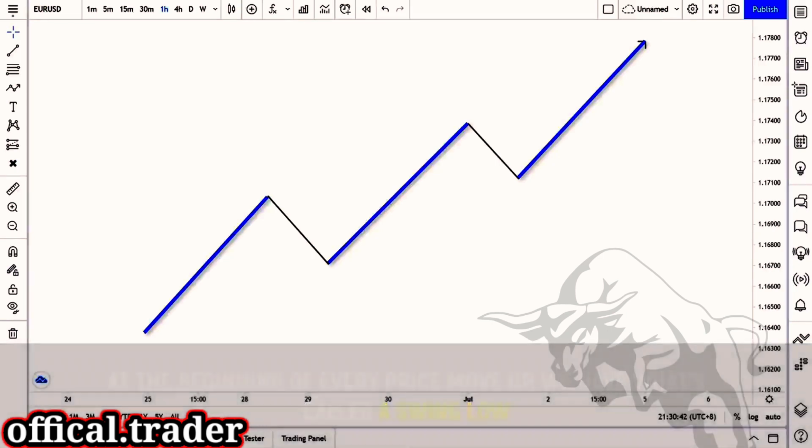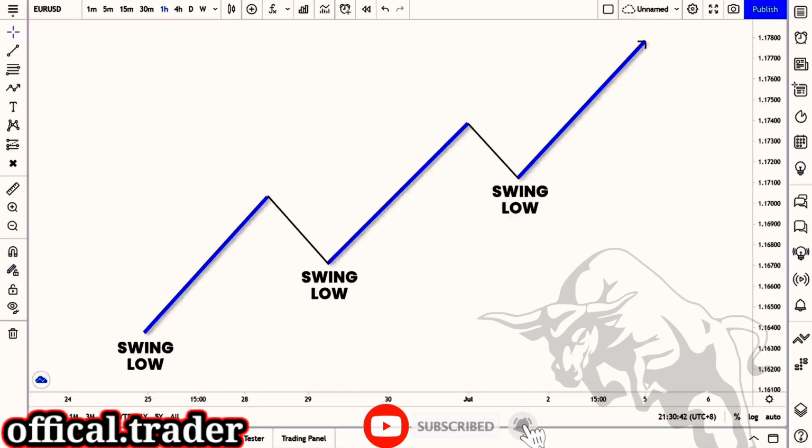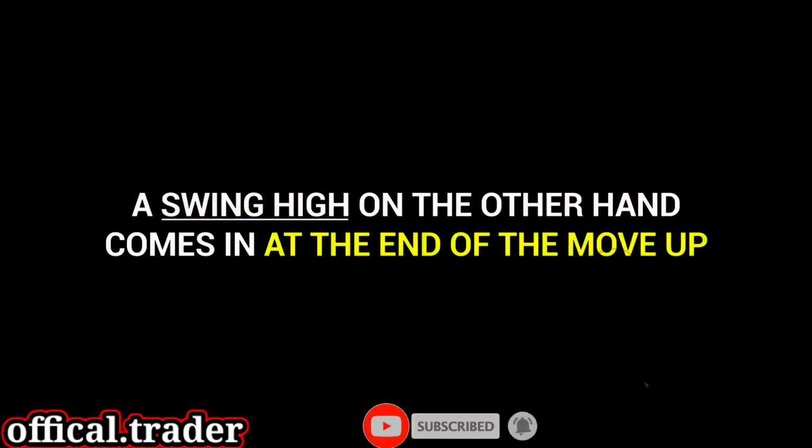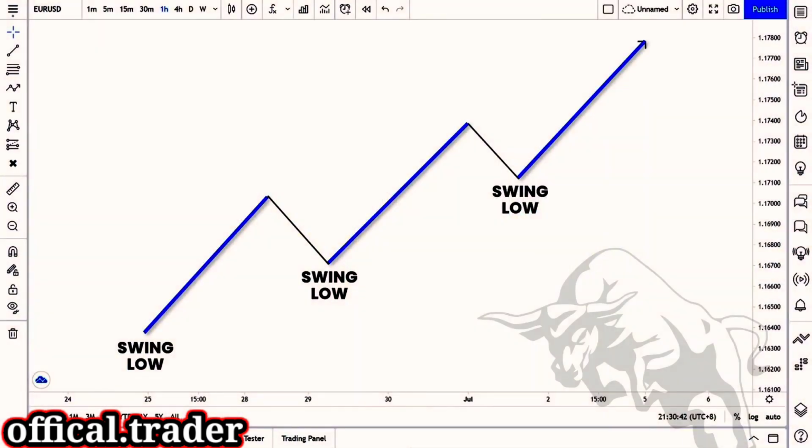So at the beginning of every price move, we have what's called a swing low. This is the lowest point that price has reached prior to a new high being made. So we have a swing low here, another one here, and another one here. A swing high, on the other hand, comes in at the end of the move up. This is the highest point price has reached prior to the retracement. So we have a swing high here and another one here.